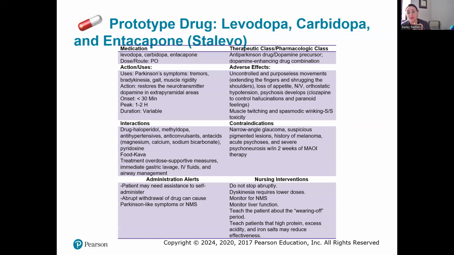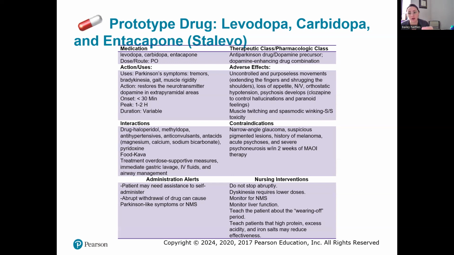So contraindications: narrow angle glaucoma. If you have any kind of melanoma or suspicious lesions, we don't want to give it. And any kind of psychosis, and if you've had psychosis from an MAOI, we don't want to do it. These patients are probably going to need help to self-administer. They're going to have tremors. If you give them a cup, they're going to shake and spill it, so they may need help administering them.